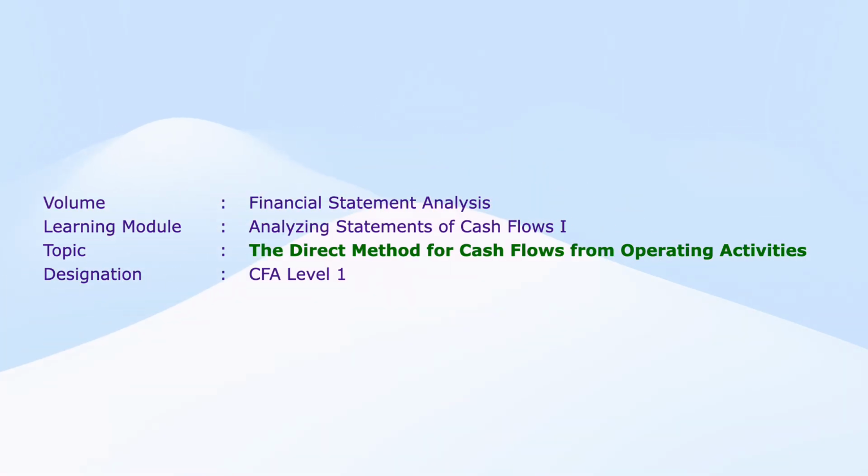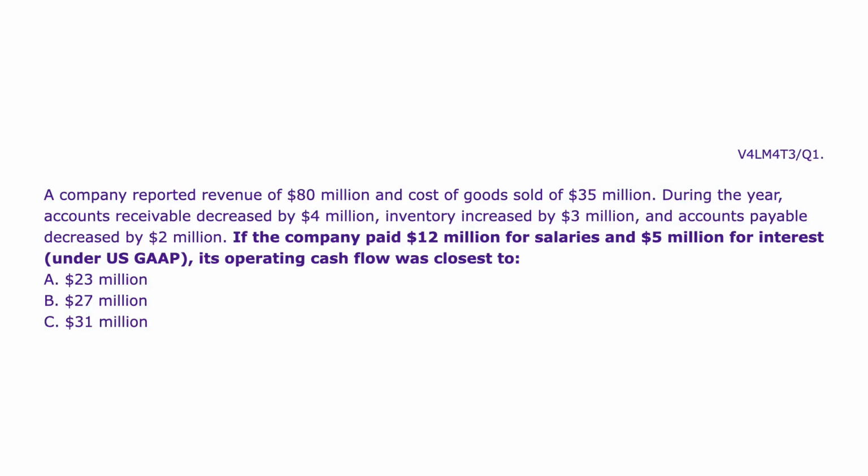Topic: The direct method for cash flows from operating activities. A company reported revenue of $80 million and cost of goods sold of $35 million. During the year, accounts receivable decreased by $4 million, inventory increased by $3 million, and accounts payable decreased by $2 million. If the company paid $12 million for salaries and $5 million for interest under U.S. GAAP, its operating cash flow was closest to: A. $23 million, B. $27 million, C. $31 million.